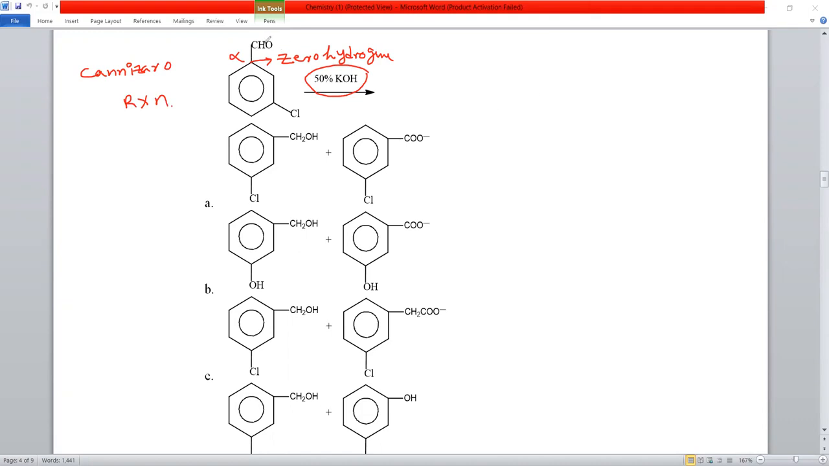In the Cannizzaro reaction, what will happen? The aldehyde CHO is converted into a COO minus K plus salt. Sorry, here it is given as K plus, right? This is one salt, and the other product is the alcohol, CH2OH. We get salts as well as alcohol. The remaining chlorine portion does not get affected.